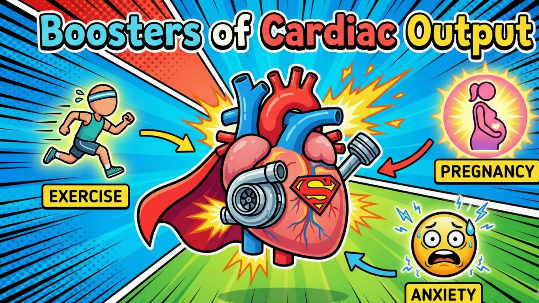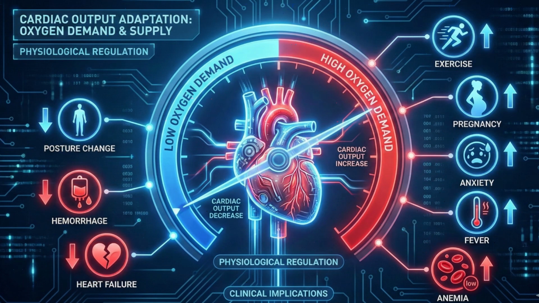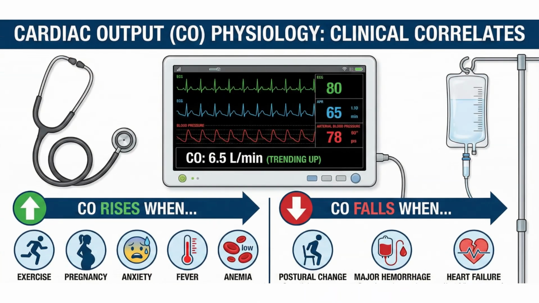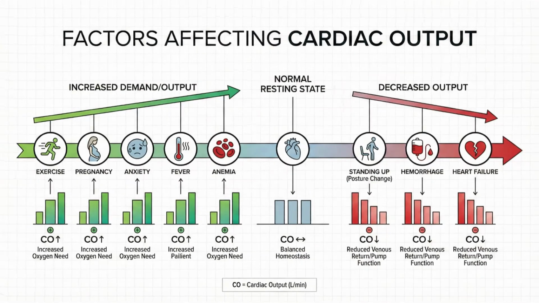So let's look at when this engine revs up or slows down. Anything that makes your body demand more oxygen, like exercise, pregnancy, even just feeling anxious, is going to ramp up your cardiac output. Certain diseases, like fever or anemia, do the same thing. On the other hand, it can also drop. Just standing up from a lying position can cause a temporary dip. But more seriously, scary stuff like a major hemorrhage or heart failure causes a dangerous fall in cardiac output because the pump is failing or there's just not enough blood to move around.